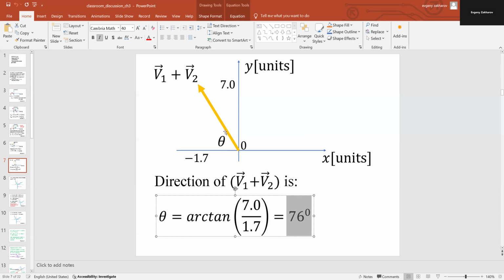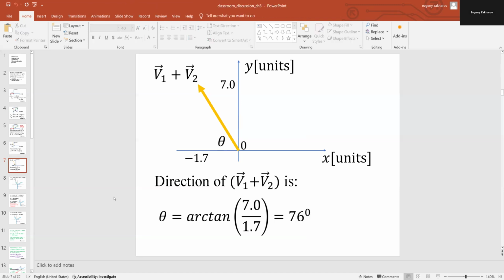If you choose this theta to be the reference angle, you can't say 14 anymore. You have to go 7 over 1.7. On the other hand, if you choose theta to be this one, with respect to the vertical coordinate, then you have to say 14. Otherwise, it's a mistake, and you're going to lose points.